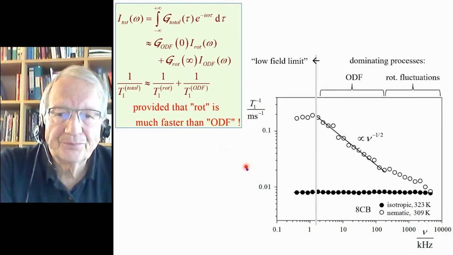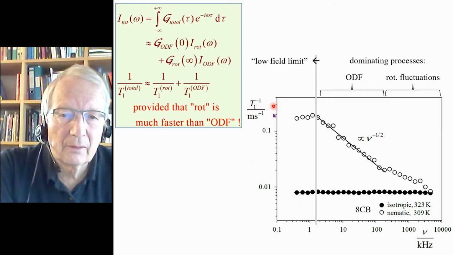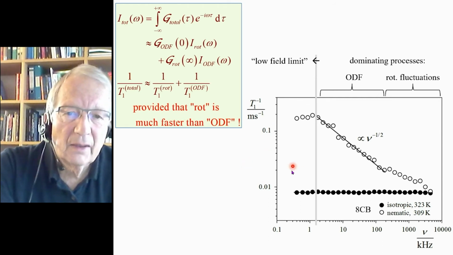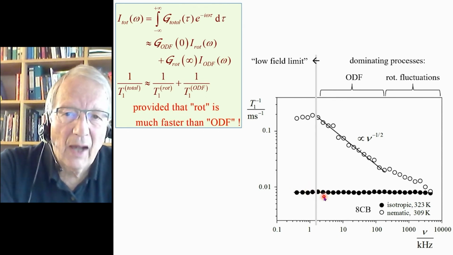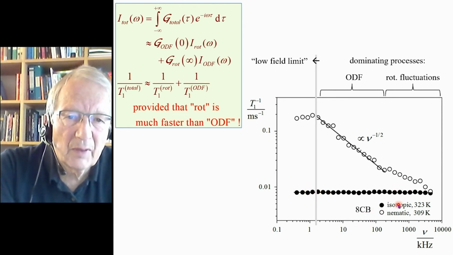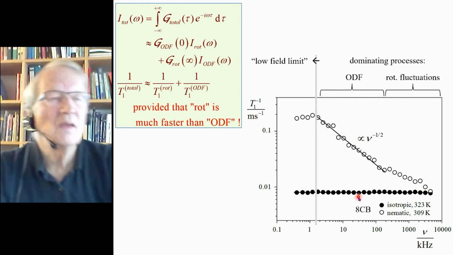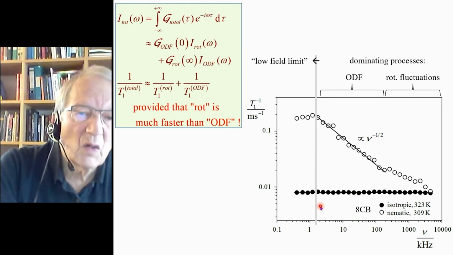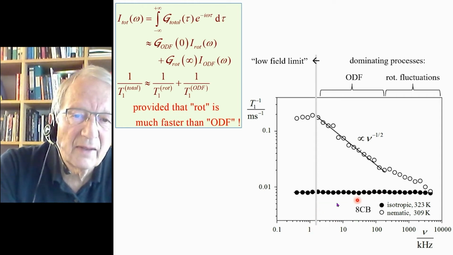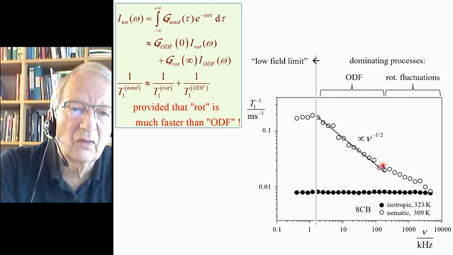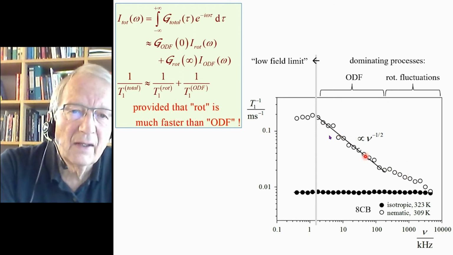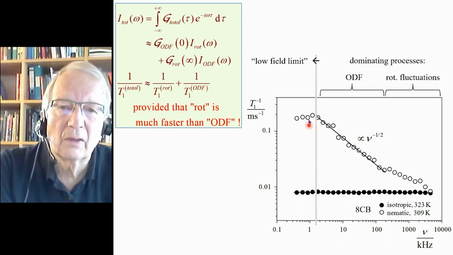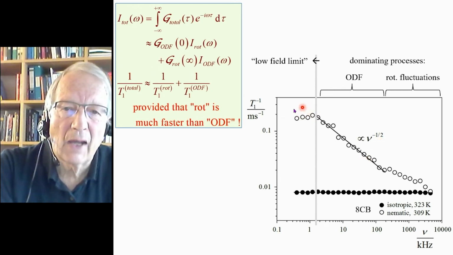Now we can look at some experimental data. Here we have a comparison of the isotropic phase of this HCB. There's no dispersion. This means there's no finite slope. This means there is no correlation time or correlation rate of the fluctuations within this frequency range. This is in contrast to the nematic phase, where we have this peculiar ν⁻² dispersion, and here we have a violation of the high field limit.